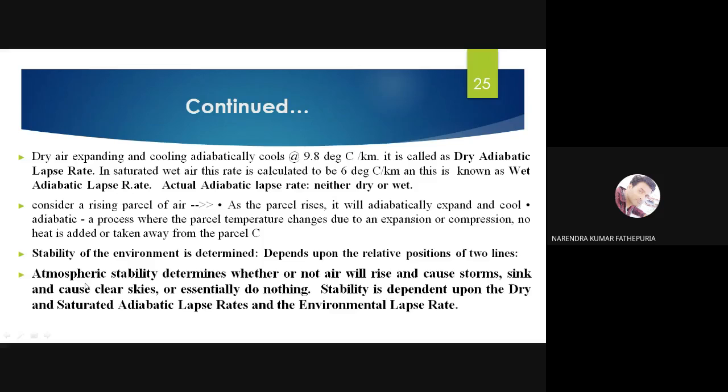There's this atmospheric stability. Atmospheric stability determines whether or not air will rise and cause storms, sink and cause clear skies, or essentially do nothing. Stability is dependent upon the dry and saturated adiabatic lapse rate and the environmental lapse rate.